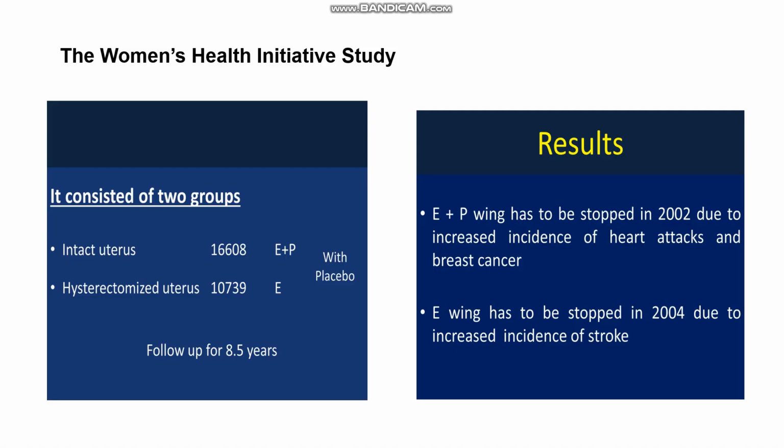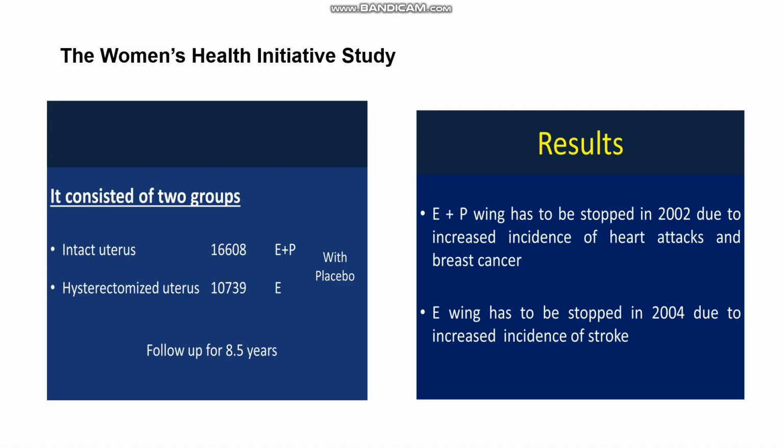The WHI study consisted of two groups. One group was the patients with an intact uterus, and the second group was hysterectomized patients. Both groups were divided into two groups further, where one group was given the medicine and the other was given the placebo. In the intact uterus group, the estrogen and progesterone combination was used, and in hysterectomized patients, the estrogen alone was used. It was intended to follow for 8.5 years.